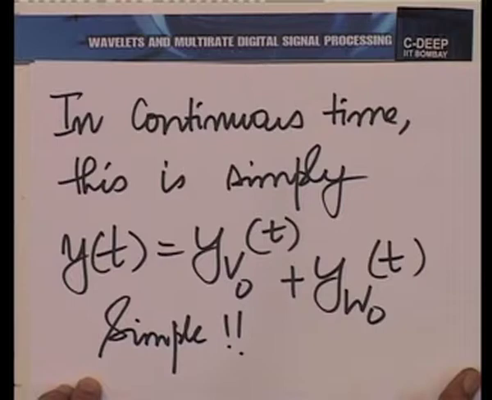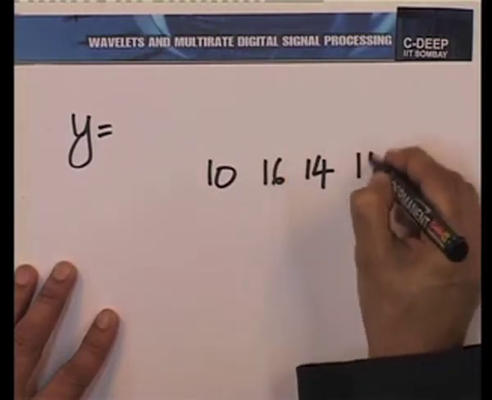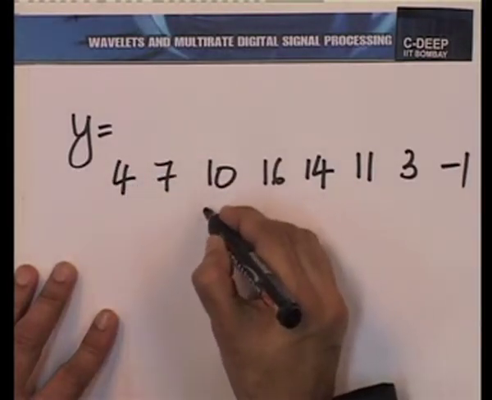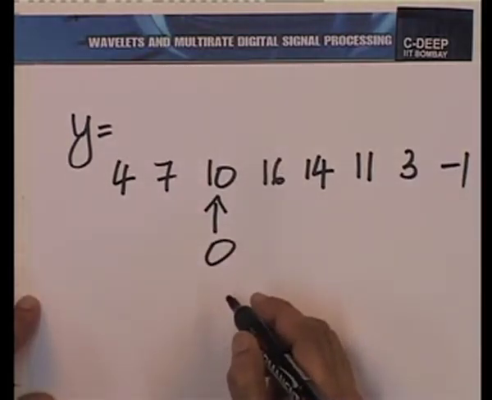So, in fact, let me put back the sequences, let us write the sequences explicitly now. What we will do is we will write down the sequences at least in that region from -1 to +3 explicitly for y, for yv0 and for yw0. So, for y the sequence is essentially 10, 16, 14, 11, 3, -1 here and 7, 4 there and 0 marked here. Let us on the same reference write the sequence for yv0 and yw0 and then let us put them together.